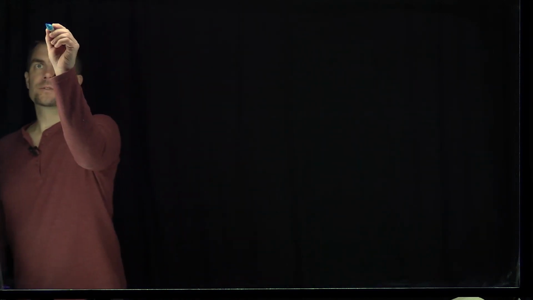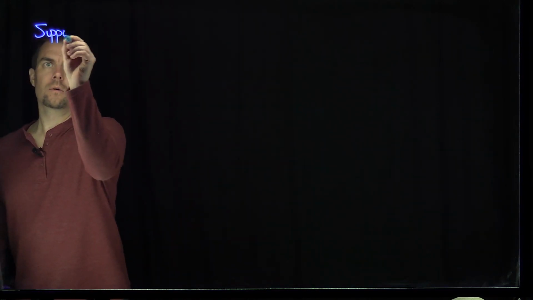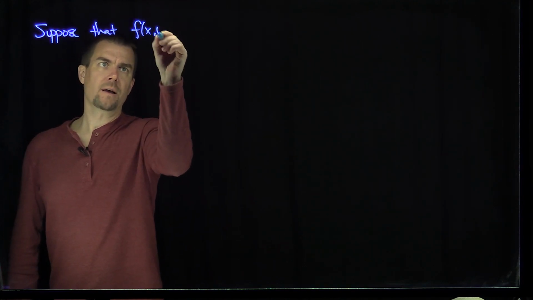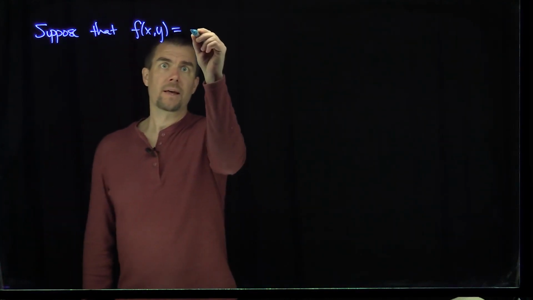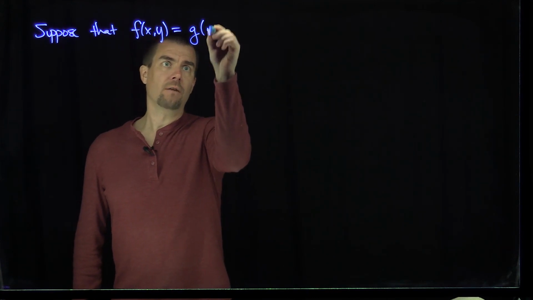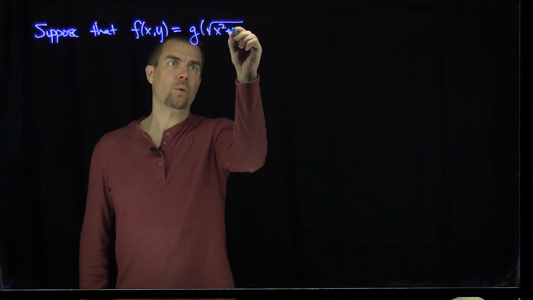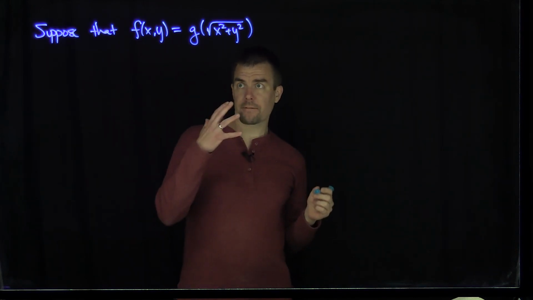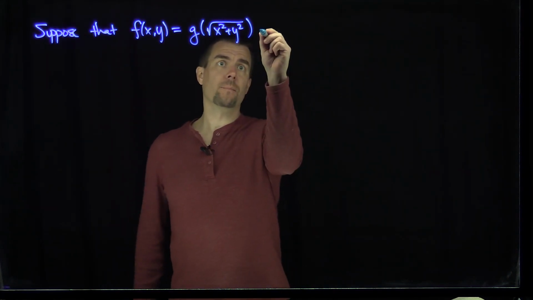Hello students, in this video we'll see how special limits of functions of two variables can be converted to polar coordinates. Let's suppose that our function f of x, y has the special form: it's a function g of the square root of x squared plus y squared. So let's suppose our function f of x, y is of this particular form.